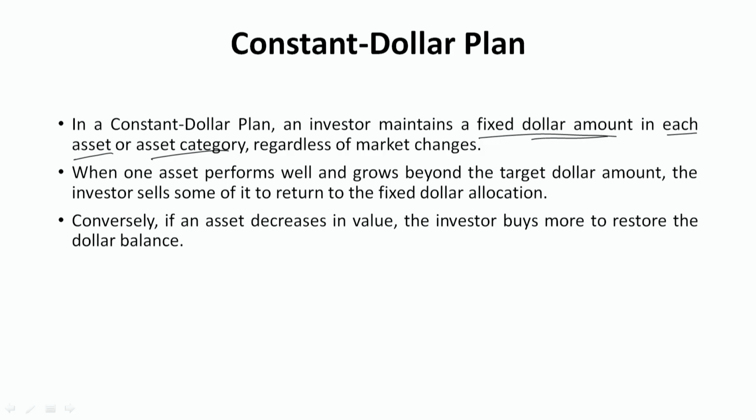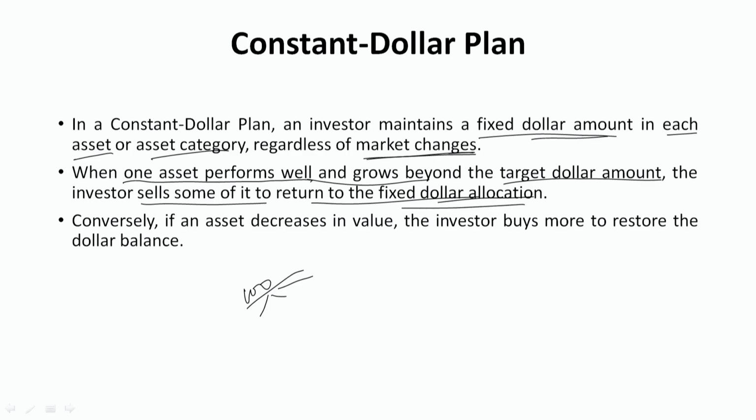So, here I say I am going to invest $100, it would be equally given in various categories of assets, regardless of the market changes, right. So, very simple, determined. When one asset is performing well and is growing beyond the target dollar amount, then the investor will sell it in return for a fixed dollar allocation.